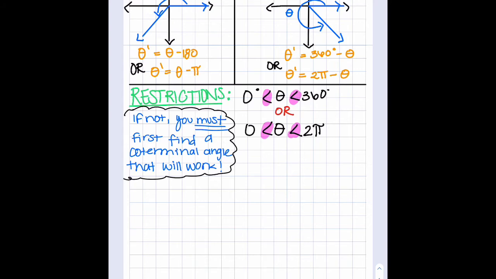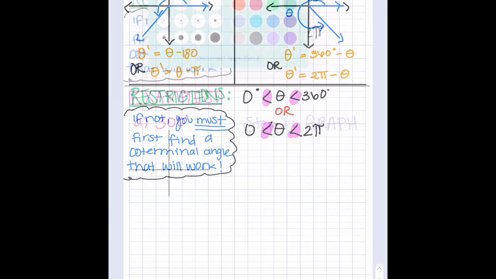Well, what if it is? If it is, then that's what I left this little note over here for. If not, then you must first find a coterminal angle that will work. So coterminal, remember that was when we added 360 or subtracted 360, whatever. So we'll get to that. We'll see an example of that in a second.